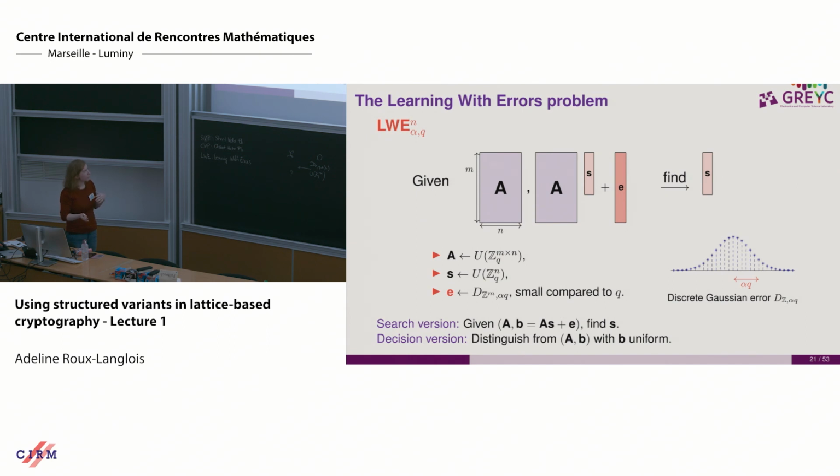And we still have the decision variance. So the third version is: I give you A and B equal AS plus E, and you have to find S. And the decision version: I give you a couple A, B, and you have to decide, is B uniform or is B equal AS plus E?